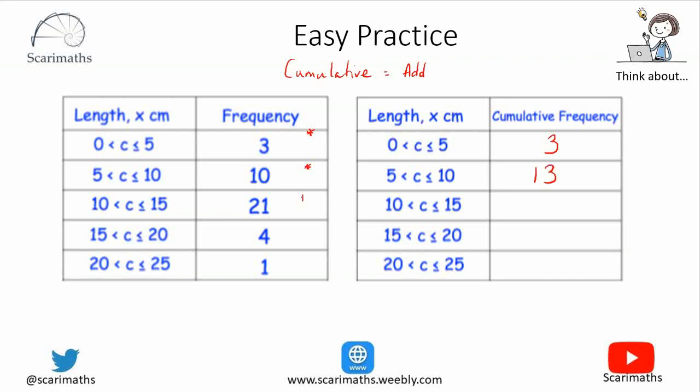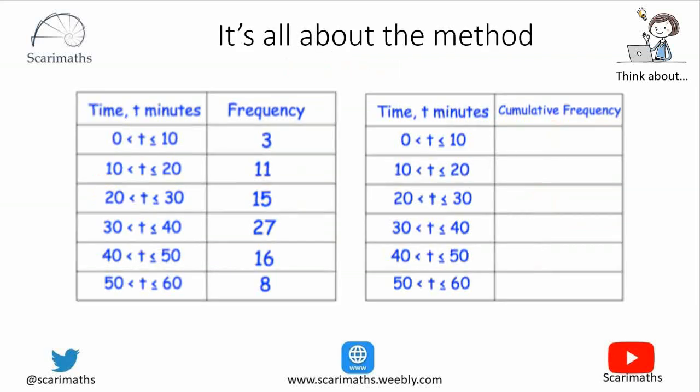If we now go to our next box and add this one on, we get 13 plus 21 is 34. And we go to the penultimate one, and we see that we're going to be adding on 4, so we get to 38, and finally we add on this 1 and we get to 39. So it's as simple as that. We are just adding up as we go along the frequency. It's building up every time. So let's have a look at this one.